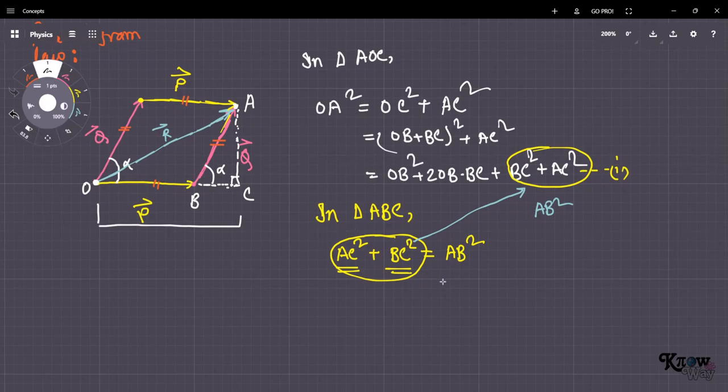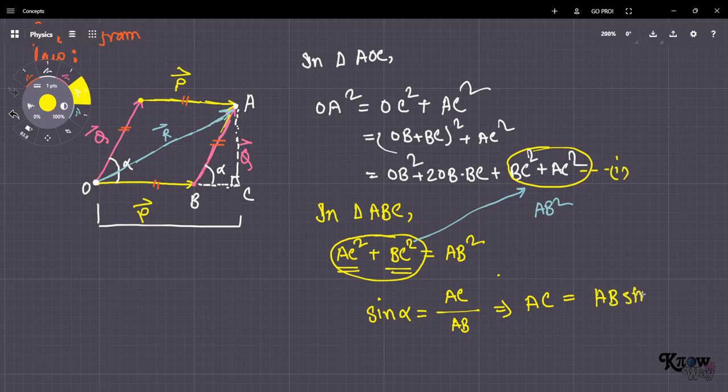Okay, now let's do some trigonometric ratios. In this particular triangle, we can say that sine of alpha, what is sine of alpha? The opposite AC divided by the hypotenuse AB. So what is AC right now? From this we can clearly say that AC is equal to AB sine alpha.